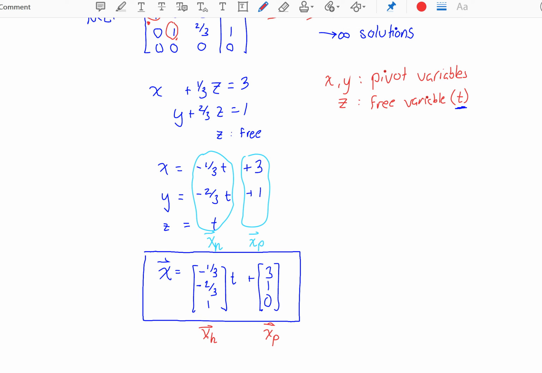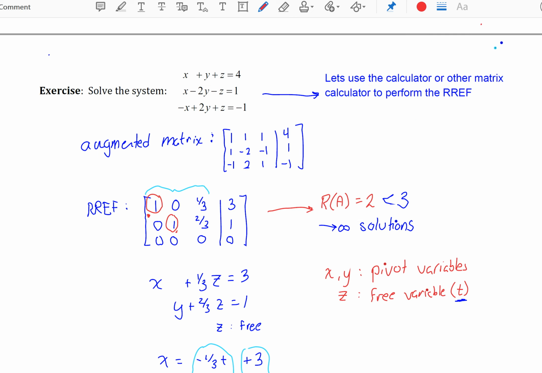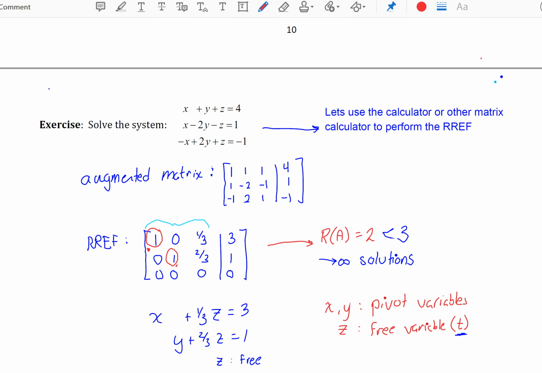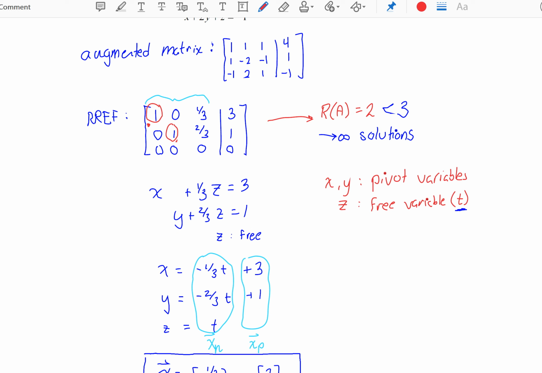Okay, now if you don't have a graphing calculator, you'll probably want to use some other software to be able to do this, and I'll show you that in one of my next examples. So let's move ahead.